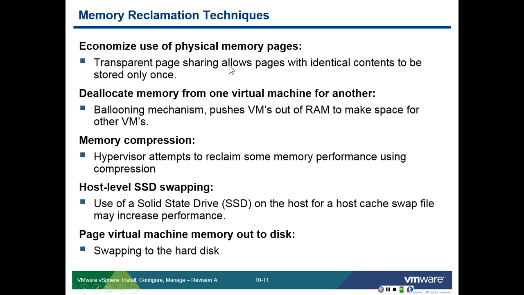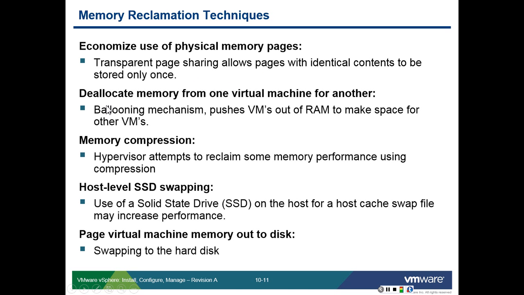Transparent page sharing allows pages with identical contents to be stored only once. So here's the example on this one. The boss sends an email to all 100 employees, and the employees think that this email is so important that they save it as a separate file to the file server hard disk, which is on the data store. So now we have 100 files which are identical. With transparent page sharing, pages with identical contents are stored only once.